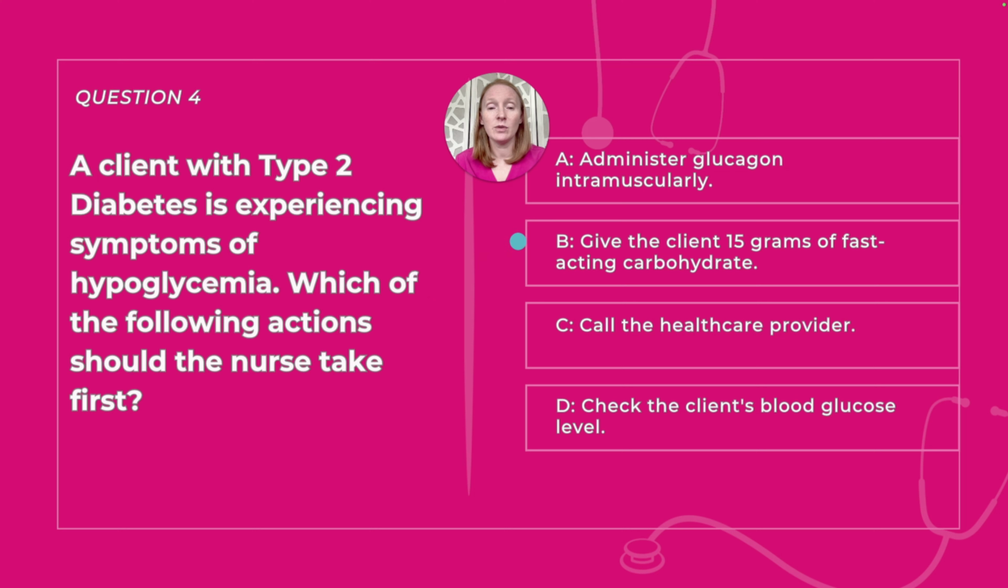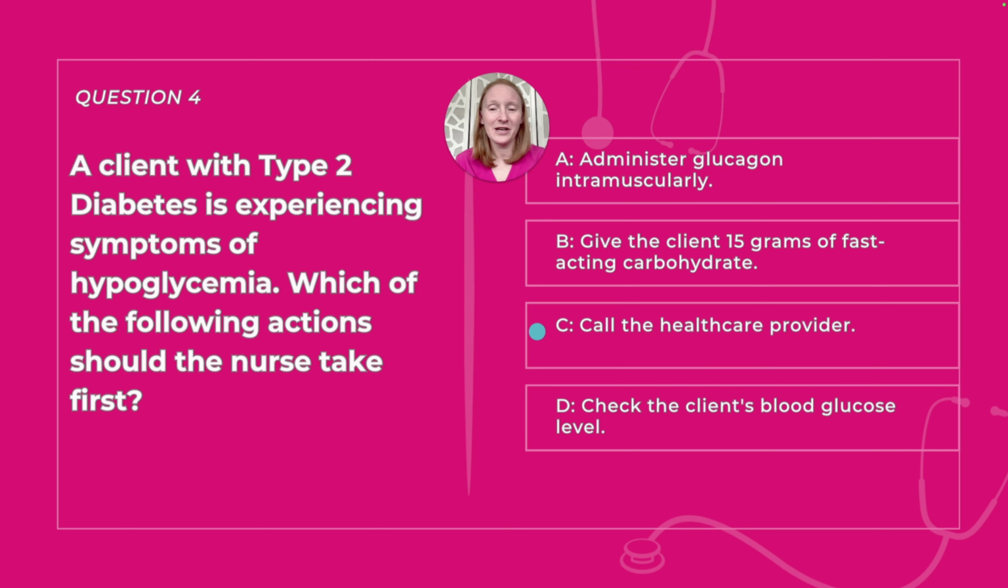And in this case, we would prioritize because we want to choose the least invasive. Giving something by mouth is going to be less invasive than giving an IM injection. Therefore, even though A and B will both help with hypoglycemia, B would be the priority nursing action to take first, because if this works, we don't need to give an IM injection. So we're going to throw out A and keep B, but continue through just in case there's something better.